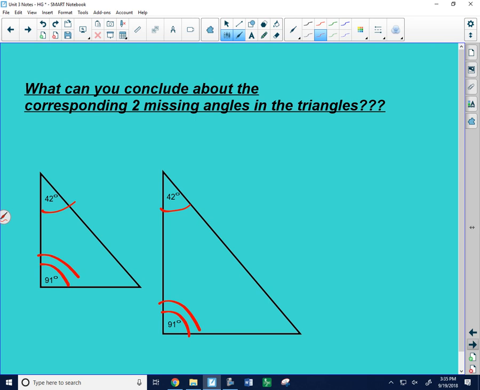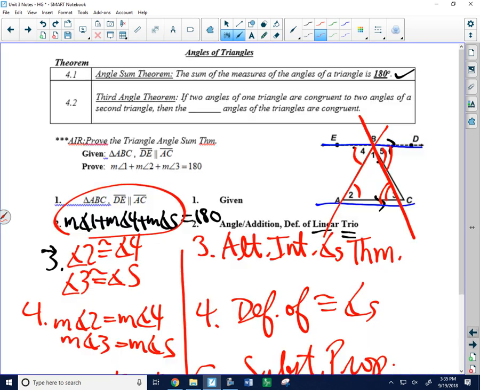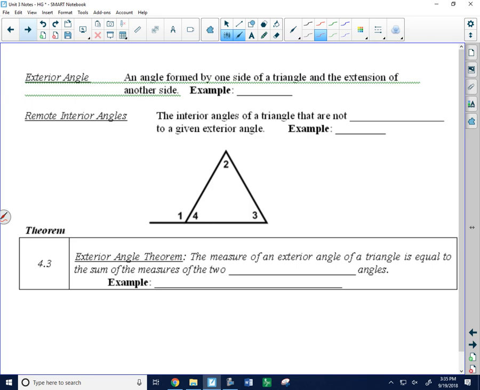The third angle theorem simply says this. If two angles are congruent between the triangles, the third angles are congruent. We can conclude those angles would be congruent as well. And we're very clever, we call it the third angle theorem. If two angles of a triangle are congruent to two angles in a second triangle, the third angles are also congruent. Okay, and then I want to talk about the exterior angle theorem.